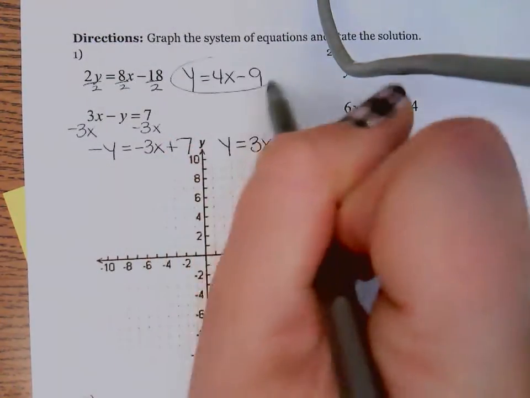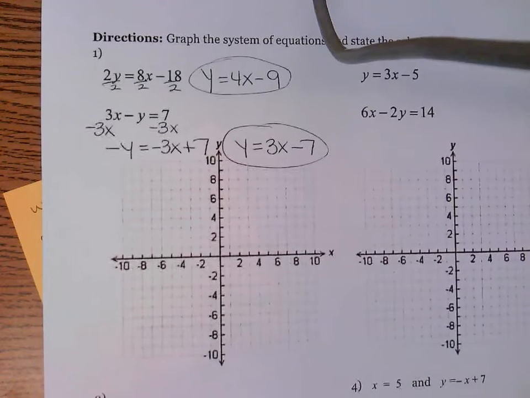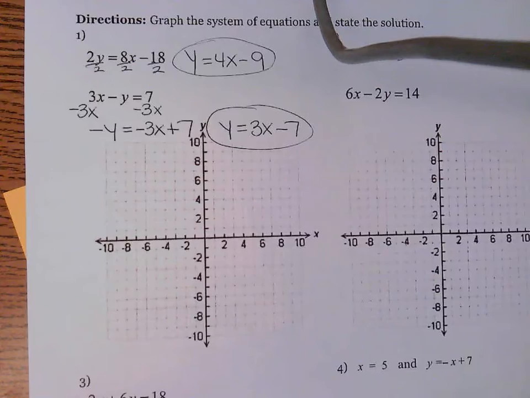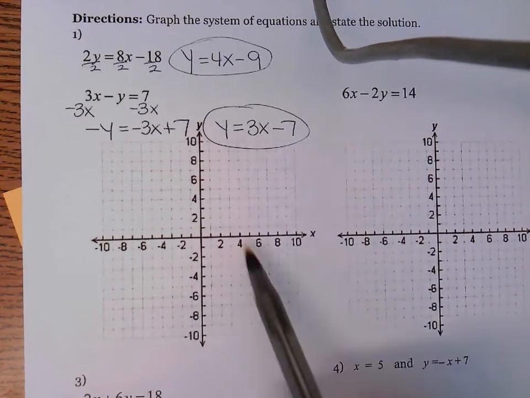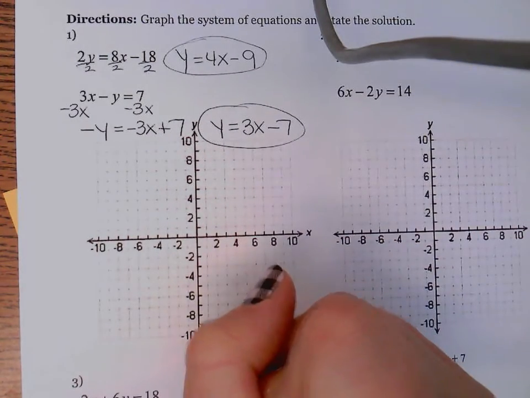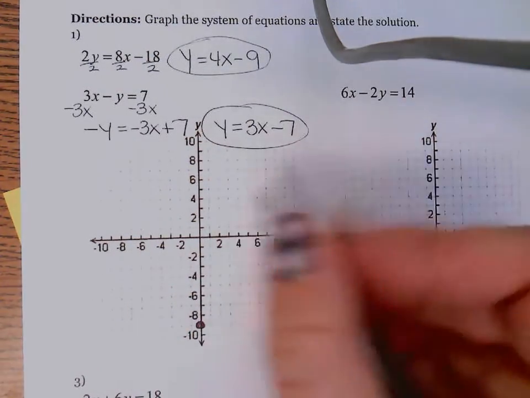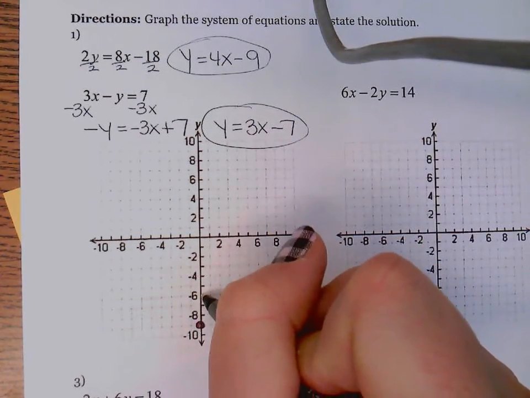So these are the two graphs. Do you notice anything about them? Are they the same line or are they parallel? No. So I guess we're looking for the intersection point, right? They should intersect somewhere. So we're going to go to negative 9 on the y-axis. And this has a slope of 4 over 1. So up 1, 2, 3, 4 over 1.